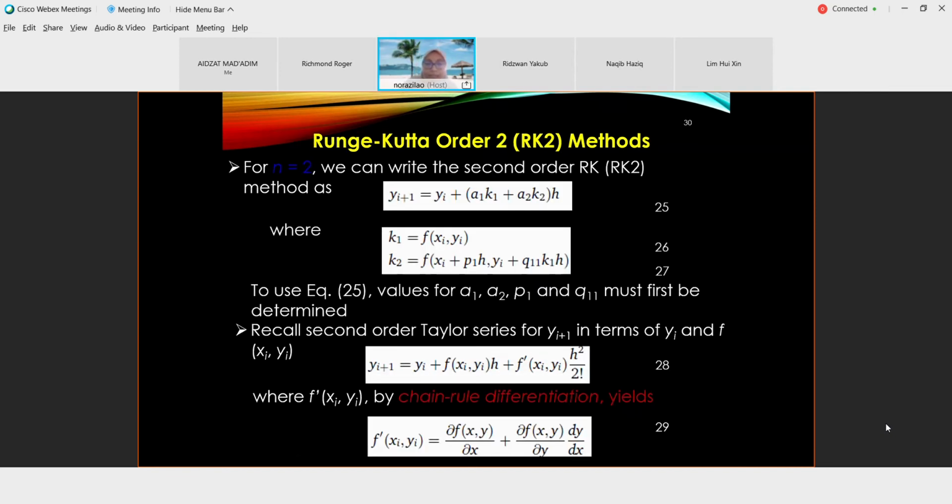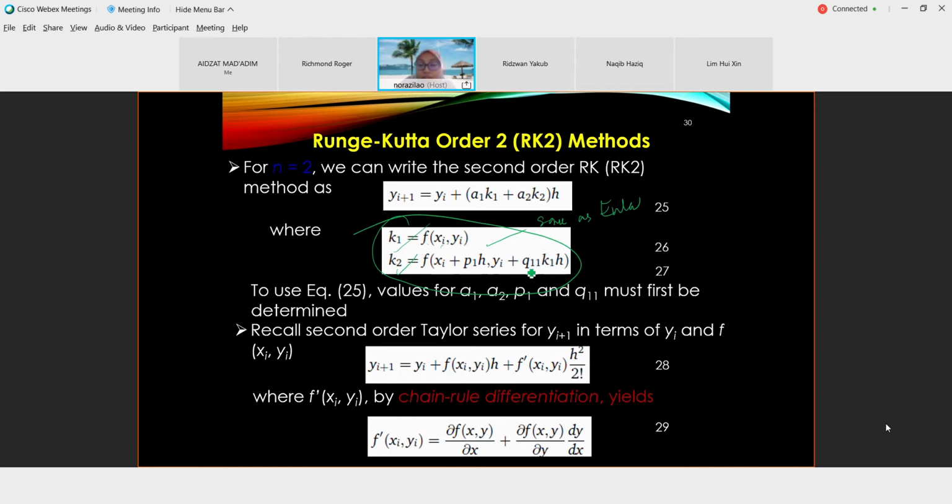Then Runge-Kutta order 2, the difference is only in the k value. For second order Runge-Kutta, you must find k2. K1 is equal to function x1, y1, same as Euler. So no problem. K2, you must have a specific function: function of xi plus p1h, comma y plus q11k1h.